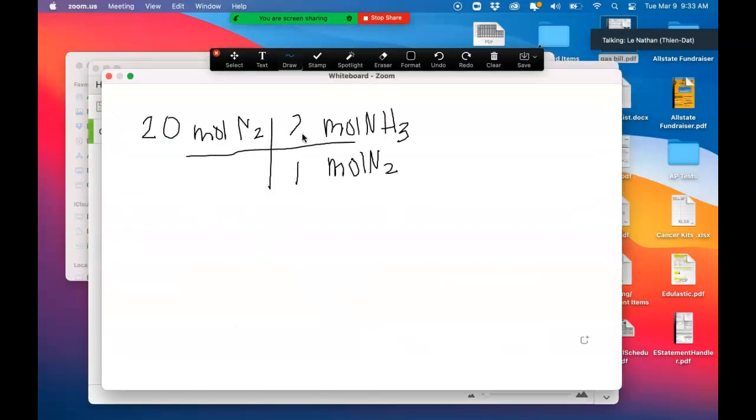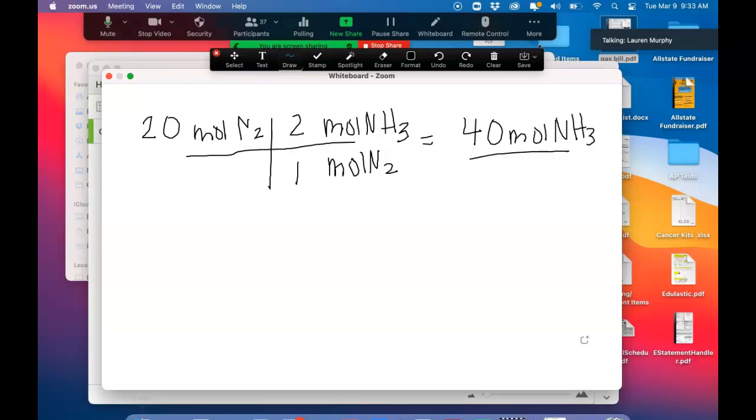I got 40 from that. Okay, I'm going to keep going though. So this is 40 moles of ammonia that will be produced. Theoretically, this is a theoretical number. So now that I have moles of ammonia, what else do I know about the ammonia?